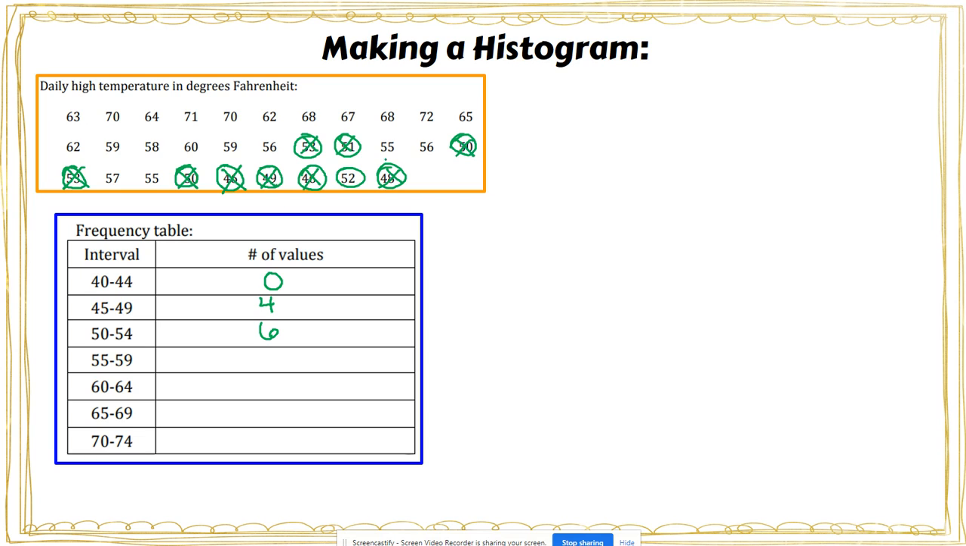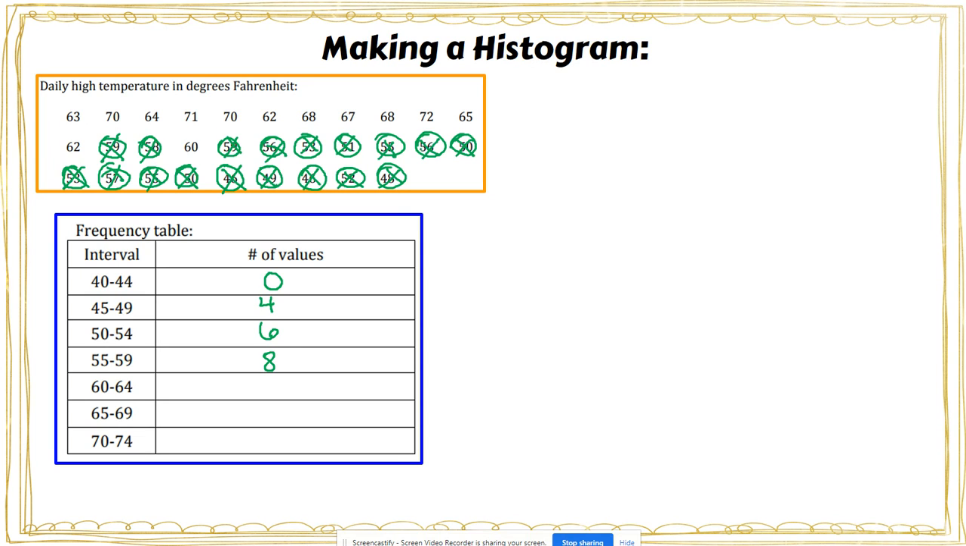Now we're going to look for any number between 55 and 59. So I don't see any in my first row, but then in my second row, I have 1, 2, 3, 4, 5, 6, 7, 8. And this was from my previous. So I know that there are 8 numbers between 55 and 59. So now I'm going to cross them out so that I don't get confused later.